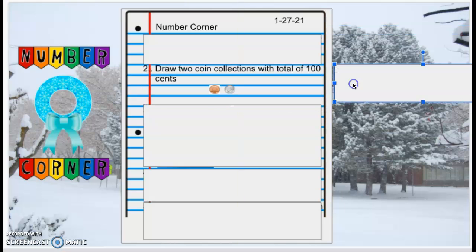Alrighty, friends, we are moving on to number 2. Today you are drawing 2 coin collections that have a total of 100 cents. Again, we know that we can use the penny, which is 1 cent, the nickel, which is 5 cents, the dime, which is 10 cents, and the quarter, which is 25 cents. Press pause if you need more time.